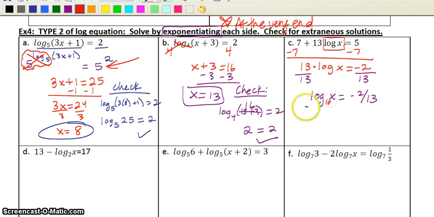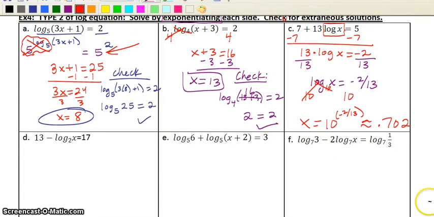So I'm going to take both things as powers of a base of 10. In my calculator, I'm going to type in 10 to the negative 2/13 power. Don't forget to use parentheses. And you end up with approximately 0.702. Now, I'm going to stop with checking solutions for a little bit until it gets to be more significant with example E and F, just to save us some time. So in case you're wondering, I'm intentionally not going to check the solution for C and D.